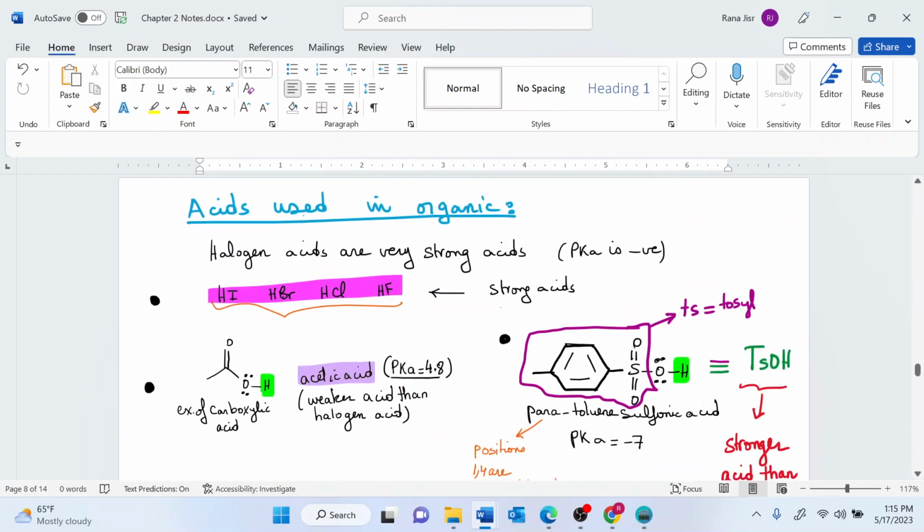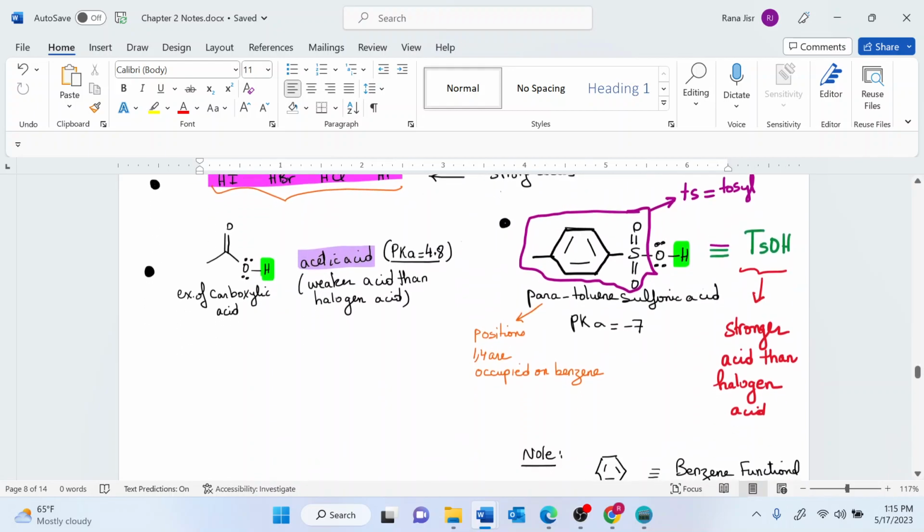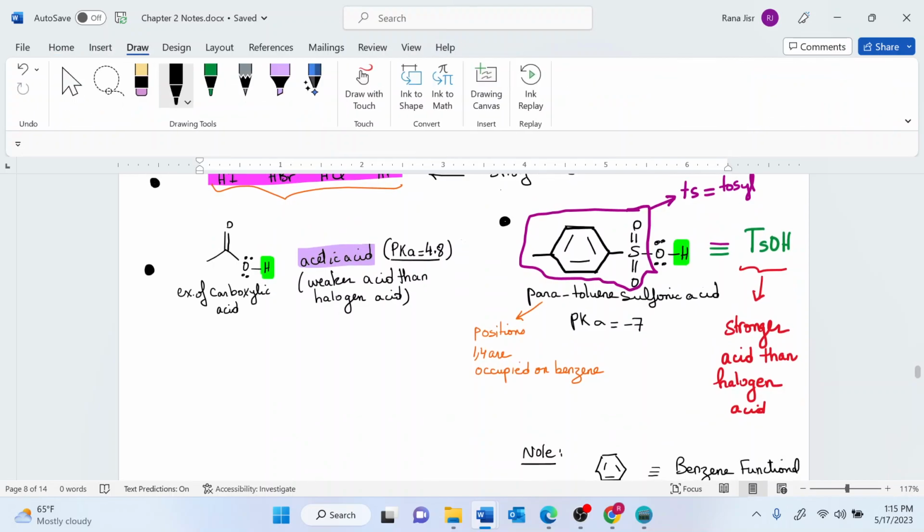There are different types of acids that we are going to use in organic. We have the halogen acids. We have acetic acid, which is the weakest type of acid compared to all the other acids. We have sulfuric acid, H2SO4. We have phosphoric acid. These are the ones that we will be using.